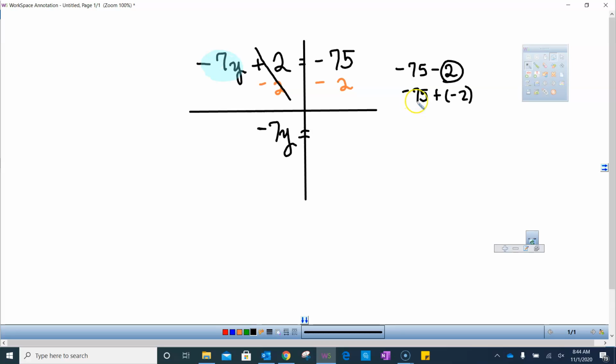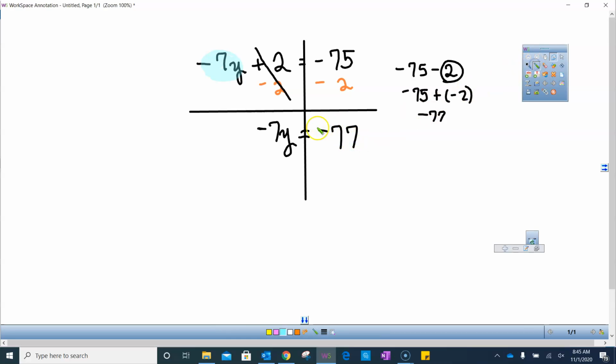Now I'm going to sing the song. Same signs, add. They're the same, they're both negative. So I'm going to add them and I get 77. Different signs, subtract. Keep the sign of the higher number, then you'll be exact. Since they're the same, I keep the negative, and I get negative 77 over here.